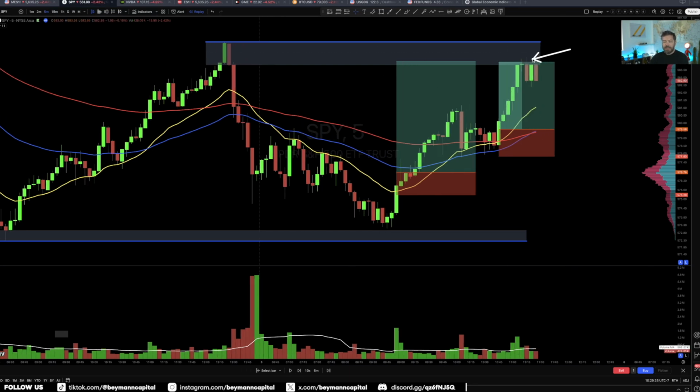And again, when we test these areas, oftentimes it's at least 2 times. That's why you don't want to sell everything, because it will probably test a second time and maybe go through. Why not?